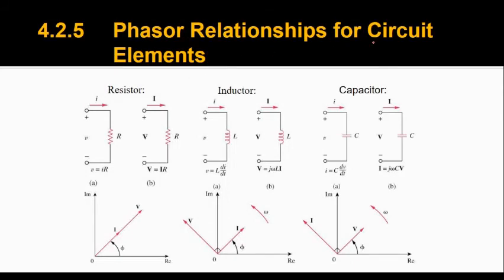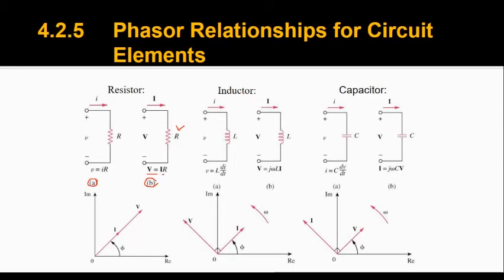This is the phasor relationship for circuit elements. On the left side is A, the time domain, and B is the frequency domain. In the frequency domain, it is written with capital letter V and capital letter I. So the notation of capital letter and small letter differentiates between time domain and frequency domain. For example, for the resistor, in both time domain and frequency domain, it is written as R. The only change is the notation for V and I.